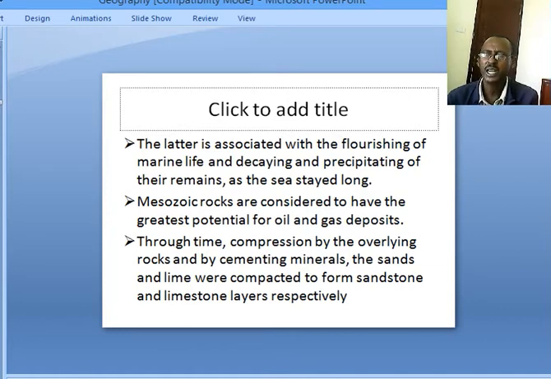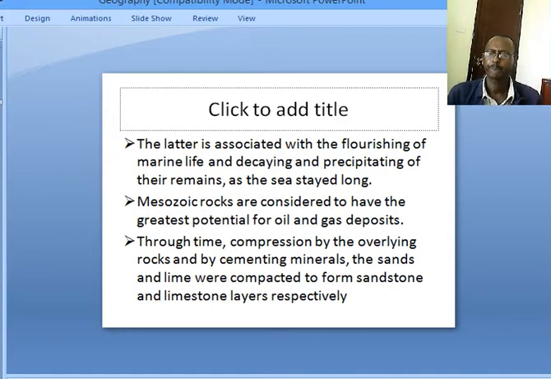That's why if we go to areas of the Afar region, we'll see a huge deposit of salt in these areas. So the Mesozoic rocks are considered to have the greatest potential for oil and gas deposits.